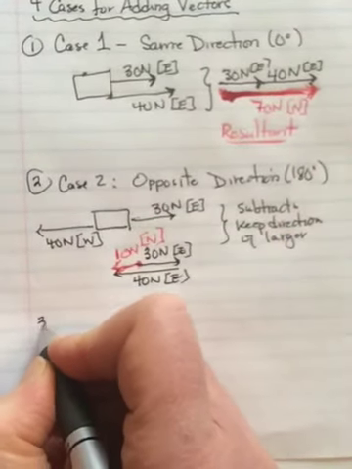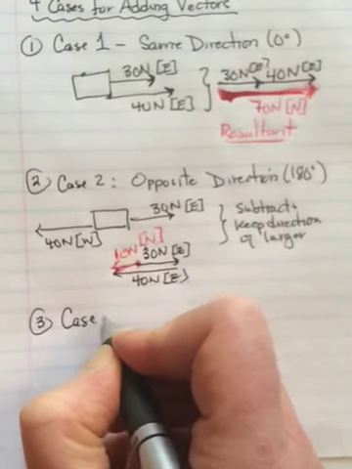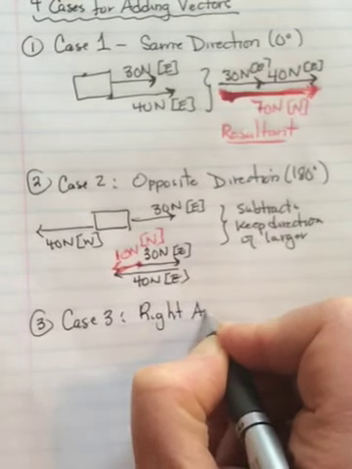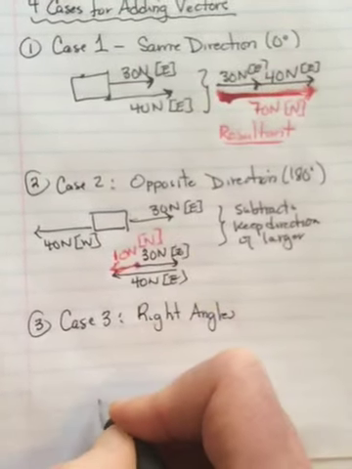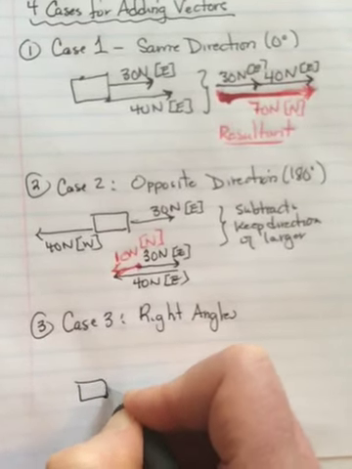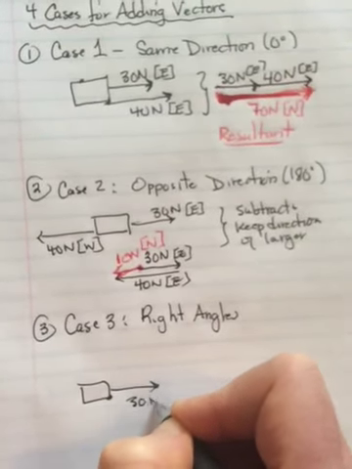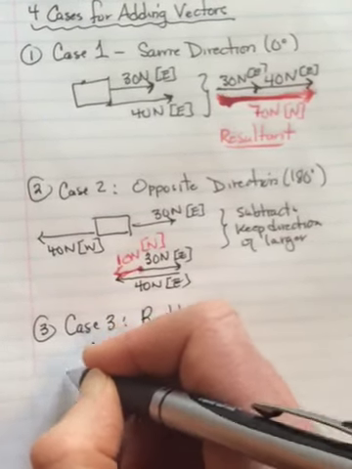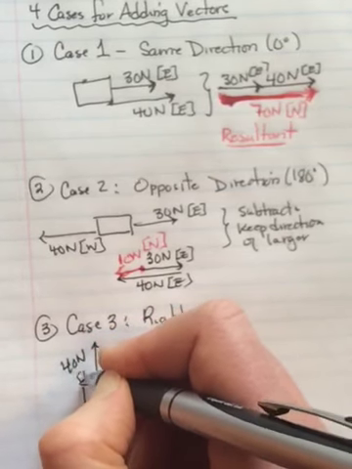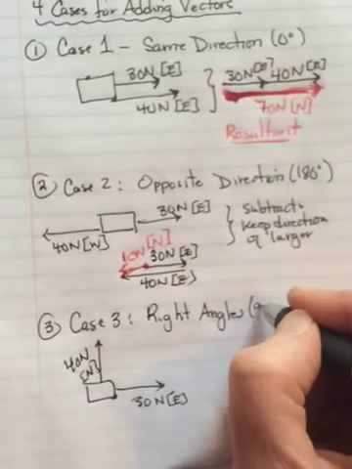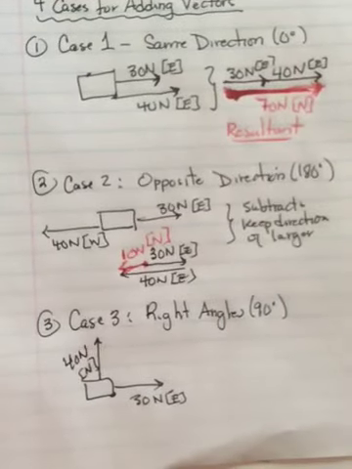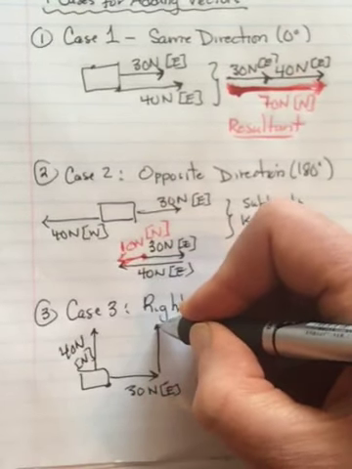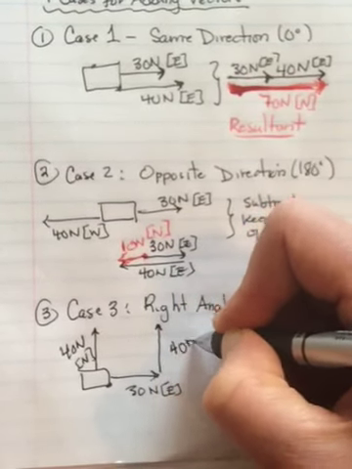All right, case three. Case three is if they're at right angles to each other. So now here's my 30 newtons going east, but this time my 40 newtons is going north. Okay, right angles, 90 degrees. So what we would have to do for this one is first move them head to tail. I would have to move my 40 newtons over here, and I am going to run out of video here in a minute.